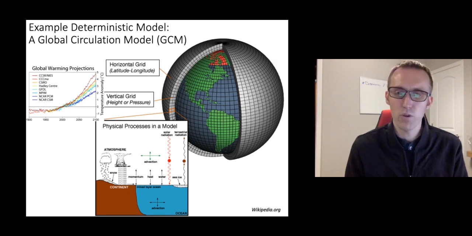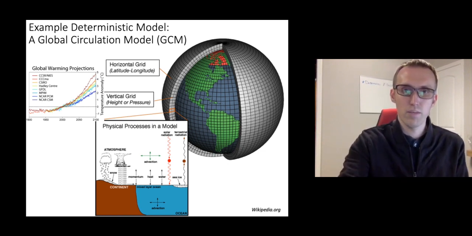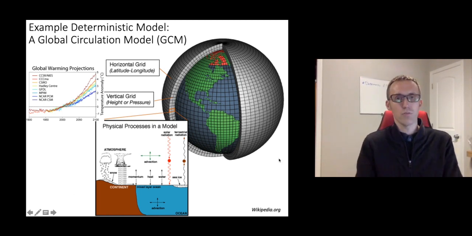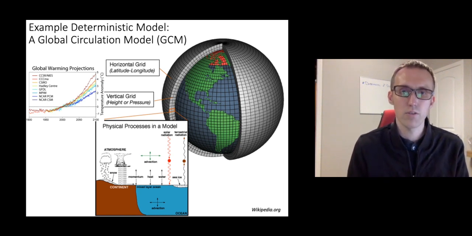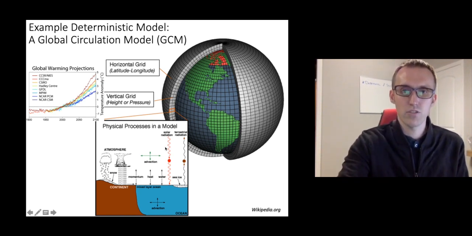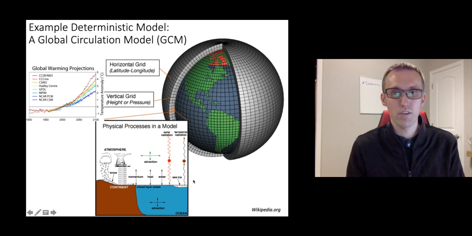And a good example of one of these types of models is a global circulation model, or GCM. These are climate models. So you can see here an example from Wikipedia. There's a global grid to some resolution. The whole world is gridded. And there are all kinds of physical processes that go into these models. And you can see just some examples here: solar radiation, terrestrial radiation, interactions and feedbacks between glaciers and the oceans and the atmosphere, as well as land.